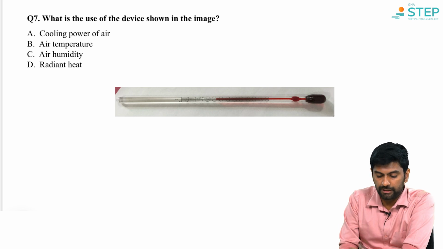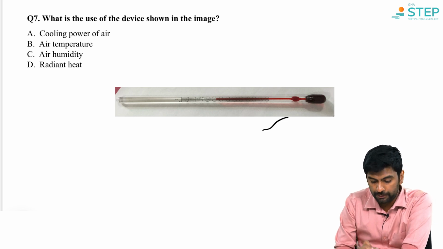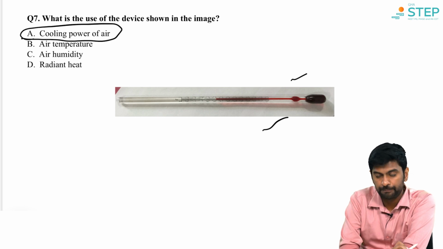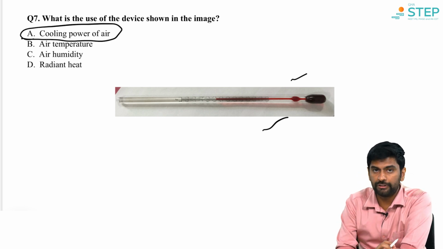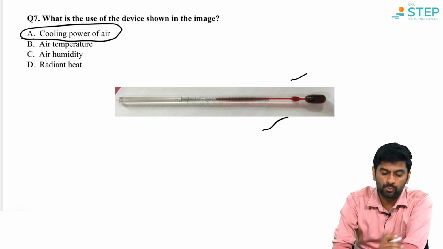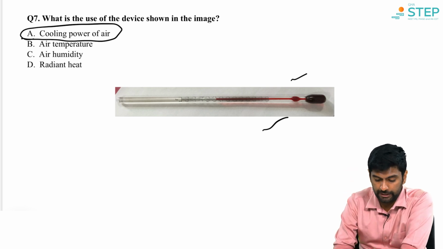What is the use of the device shown in this image? Okay, first we need to identify what the instrument is. This instrument is a Kata thermometer. So the Kata thermometer is used to measure the cooling power of the air. It's able to measure the simple movements of the wind as well, so it measures the cooling power of the air.